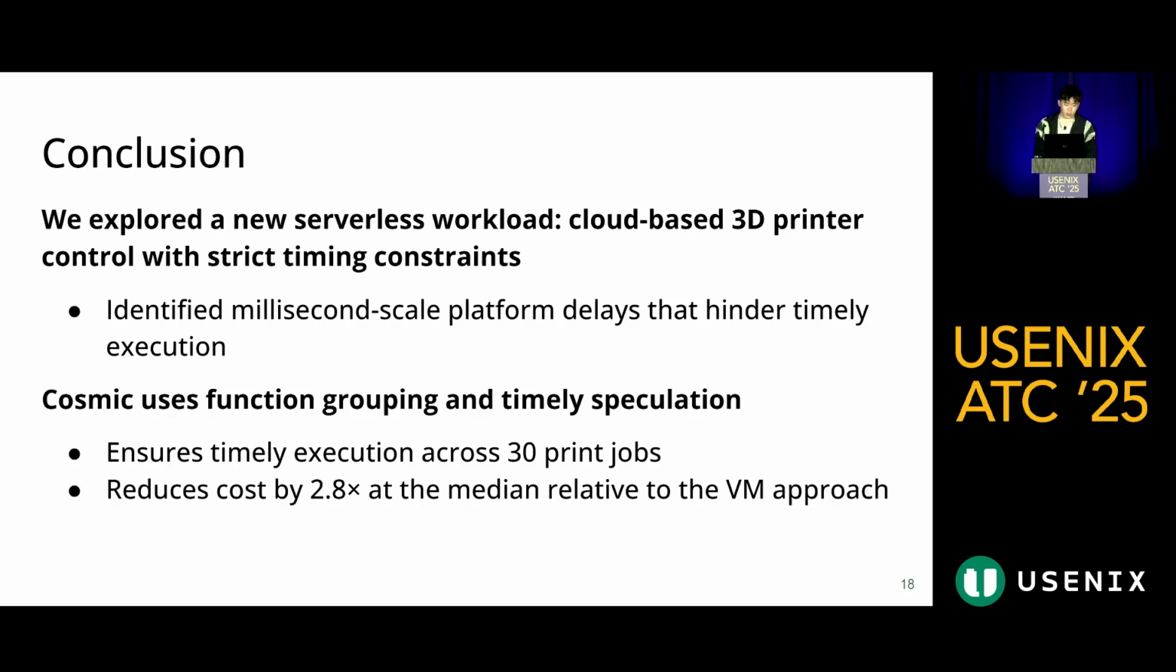To conclude, we explored a new serverless workload, cloud-based 3D printer control with strict time constraints. We identified millisecond scale platform delay that hindered timely execution. Our solution, Cosmic, uses function grouping and timely speculation to ensure timely execution across 30 printing jobs and reduces cost by 2.8 times at the median relative to the VM-based approach. That's the end of my talk.